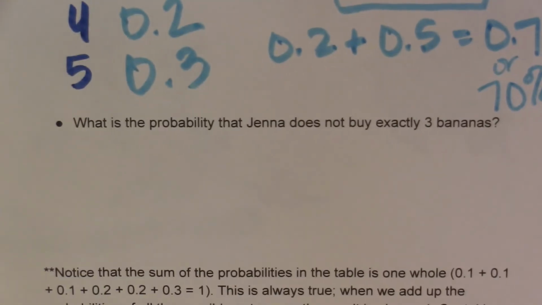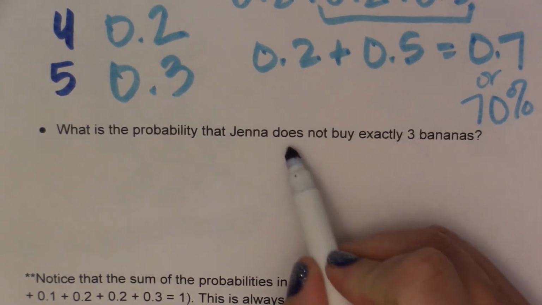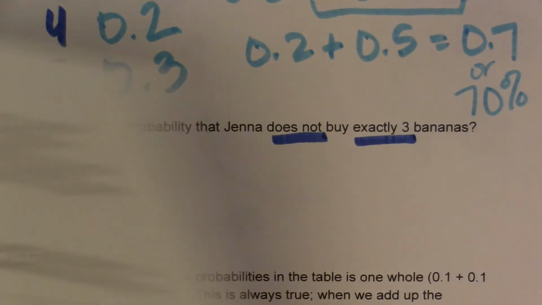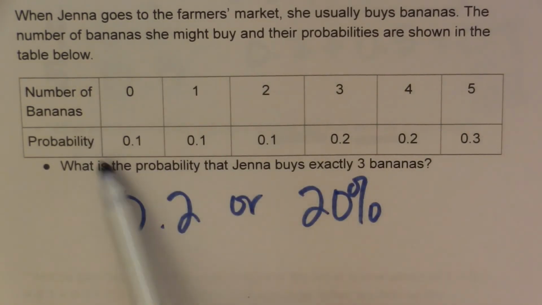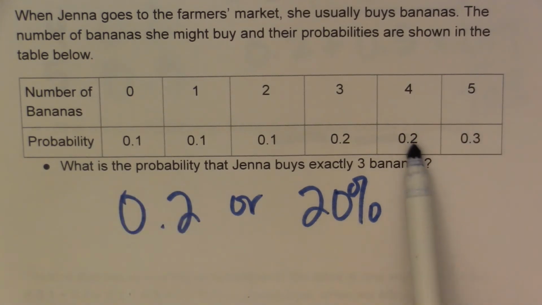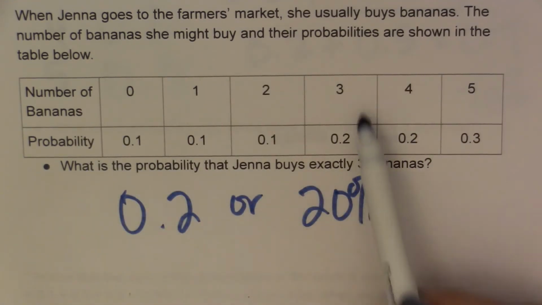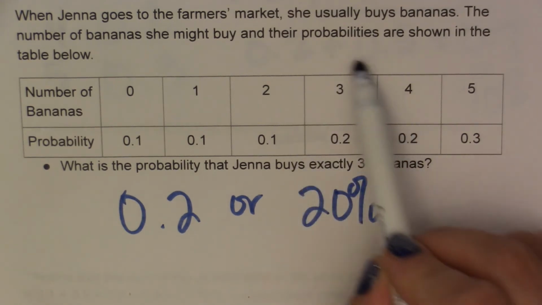All right, and our last question here says, what is the probability that Jenna does not buy exactly 3 bananas? So she does not buy exactly 3 bananas. So let's look at our table again. So if we combine all of these probabilities, this would equal 1. That would be like 100% of all of our probability. So we're looking at the probabilities of all of them except for this exactly 3.